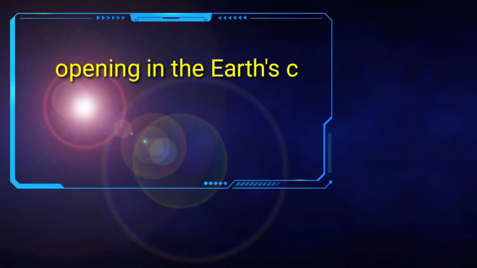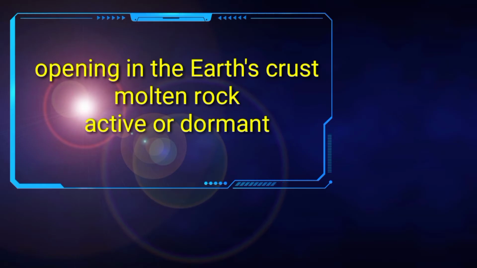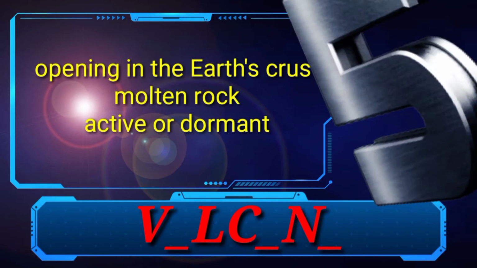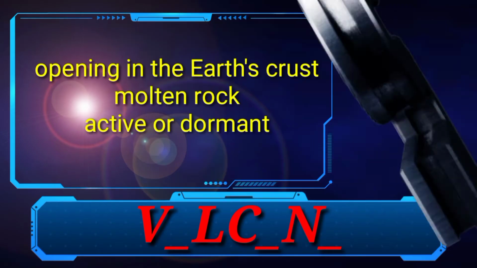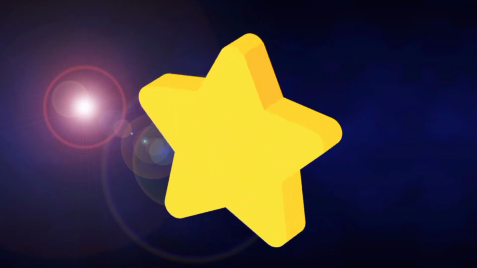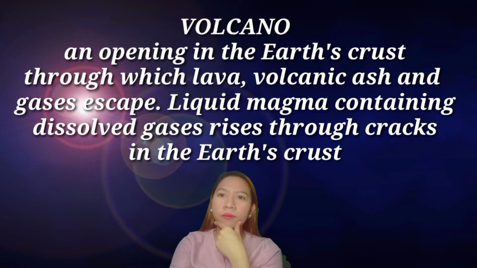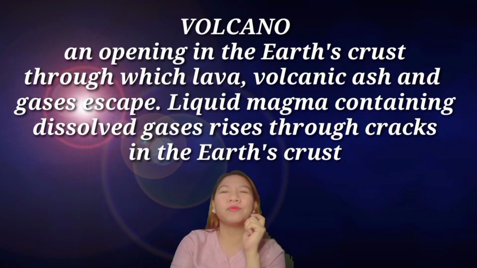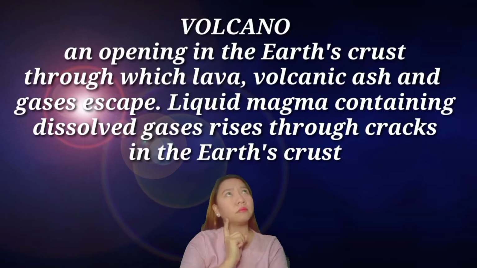Level 5. Here are the hints. Opening in the Earth's crust, molten rock, active or dormant. What is the mystery word? Great! The mystery word is volcano. A volcano is an opening in the Earth's crust through which lava, volcanic ash, and gases escape. Liquid magma containing dissolved gases rises through cracks in the Earth's crust.